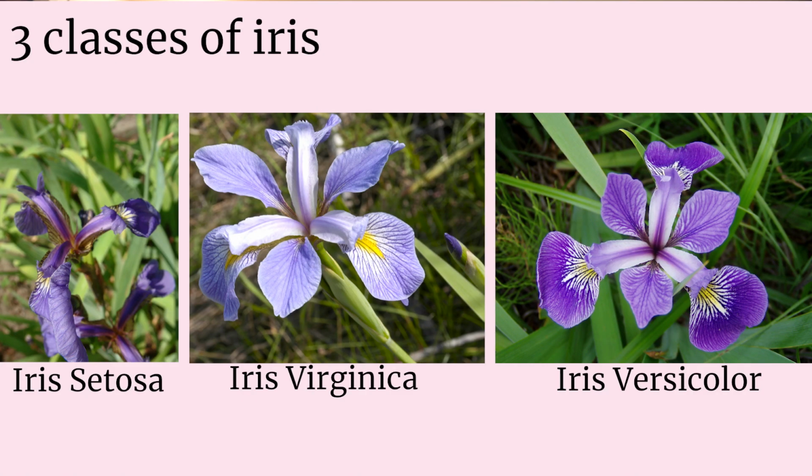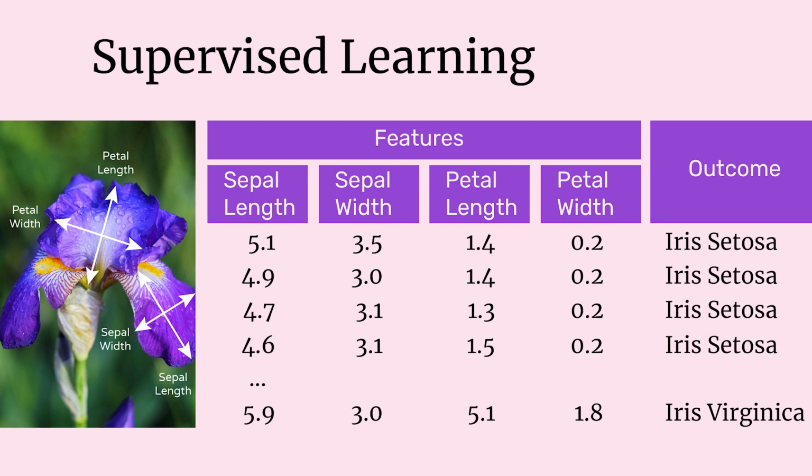Fisher took in total 150 irises from 3 species: Iris setosa, Iris virginica, and Iris versicolor. He took exactly 15 irises of each class. He measured in centimeters the sepal length, the sepal width, the petal length, and the petal width.